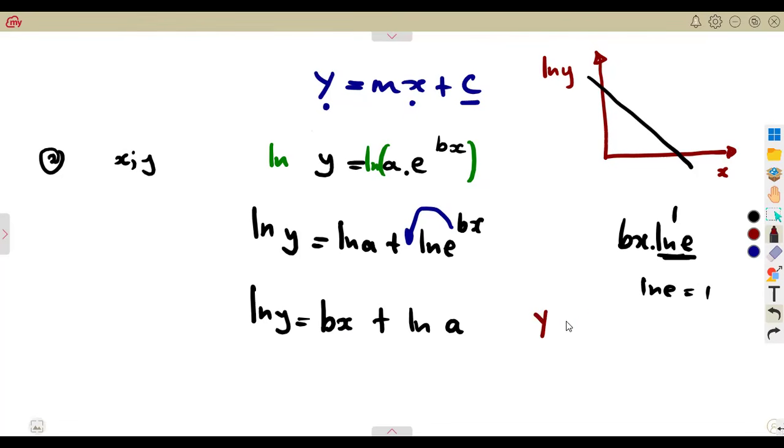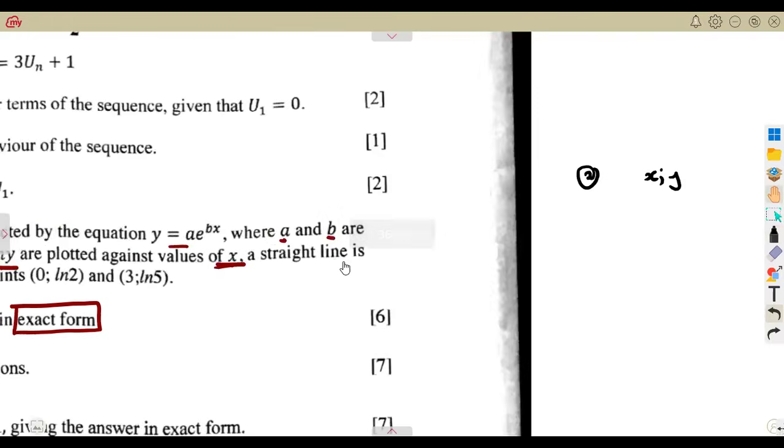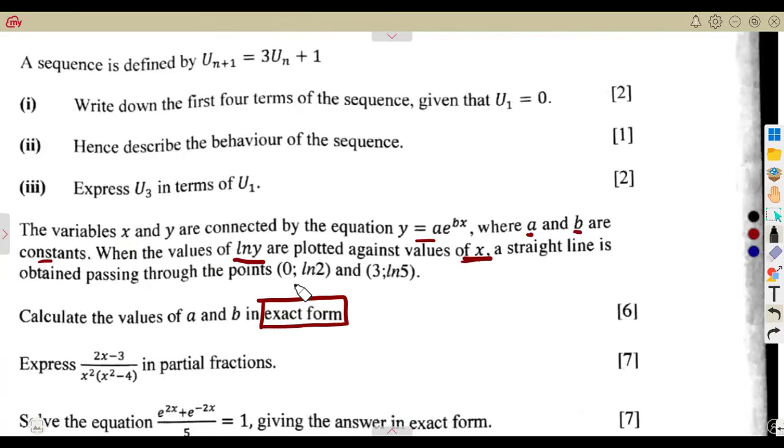That is what we can conclude. y is representing the ln of y. This m, which is the gradient, is representing this part. Remember, it's mx, so this is the b that we are having, representing the gradient. Then the ln of a, sorry, is representing the c. So c is representing the ln of a, where we know that c is the y-intercept. So by understanding this, we have got the y-intercept there. And if you look closely at these points, because we are asked to calculate the values of a and b, if this line passes through 0, ln 2, when x is 0, what does it mean?